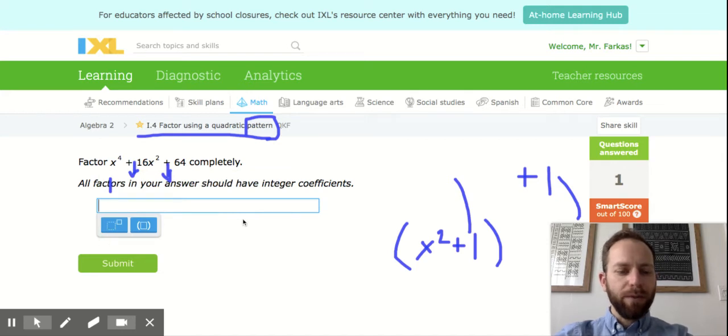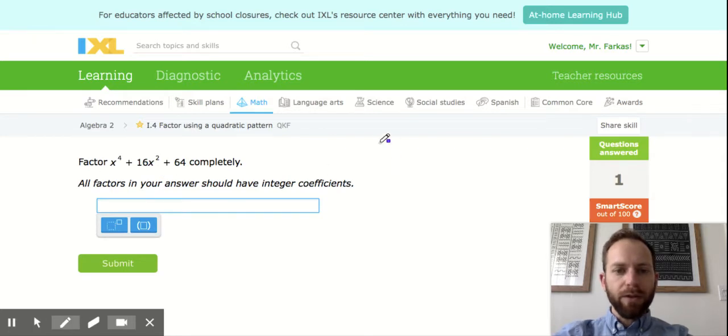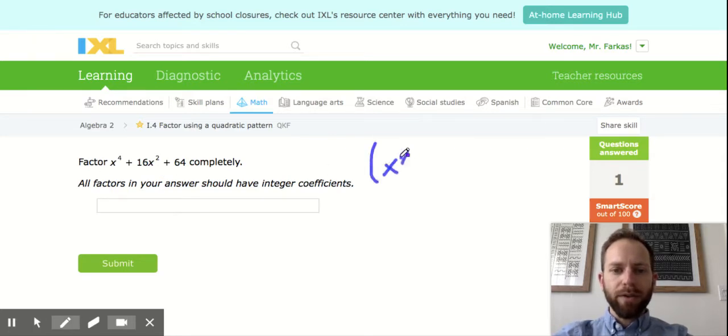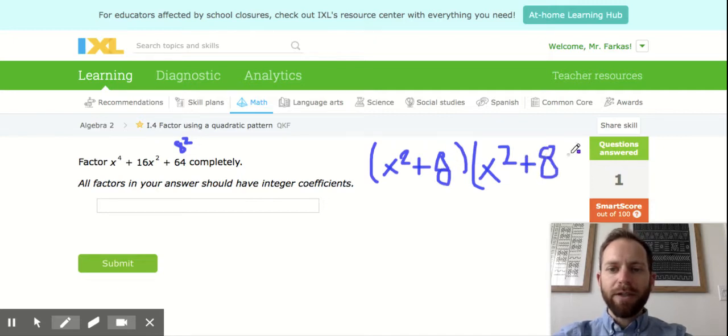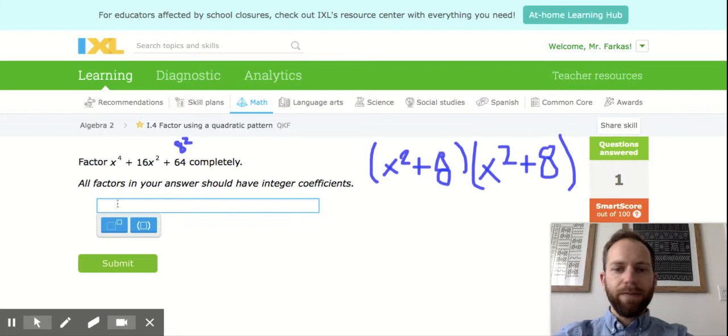Okay, let's find a different pattern. So let's look at this one. This fits the same pattern as before. We're factoring x to the fourth power. So that's x squared times x squared. And then here you see it's 64. So 64 is 8 squared, right? And 8 plus 8 would be 16. So in this case, we have a positive 8 here. So the same idea, right? Since it's the same quantity times itself, since there's two of these, we can just write our answer as parentheses x squared plus 8 quantity squared.